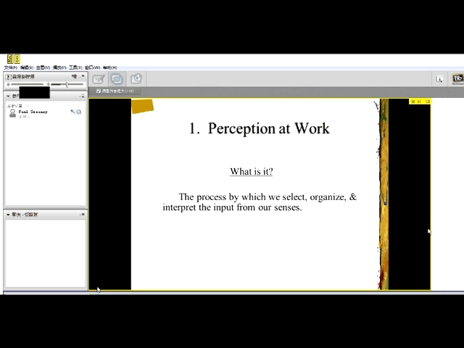So what is perception? There's a formal definition. This one's not much different than the one in our book. It's the process by which we select, organize, and interpret input into our senses. Let's take it apart. First is selection.